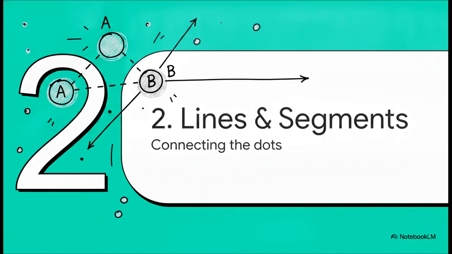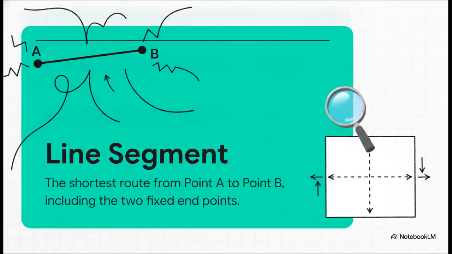Moving on to Section 2. Lines and line segments, connecting the dots. So what actually happens when we drop two distinct points, let's just call them capital A and capital B, and we try to connect them? Well, if you try a bunch of different winding routes, you'll see pretty quickly that the absolute shortest, straightest path is what we call a line segment.